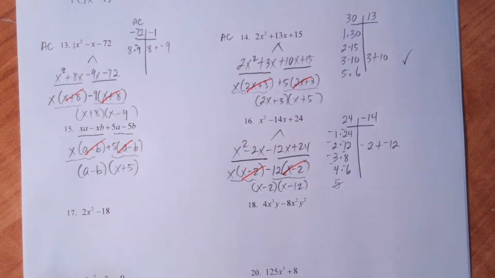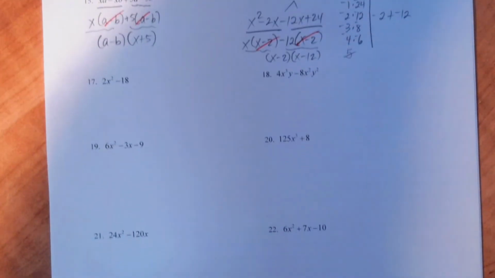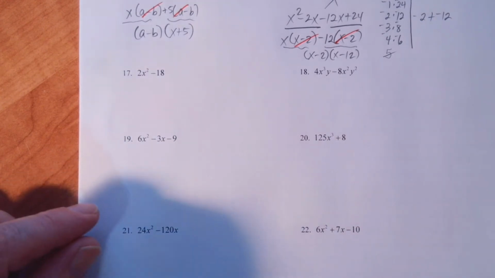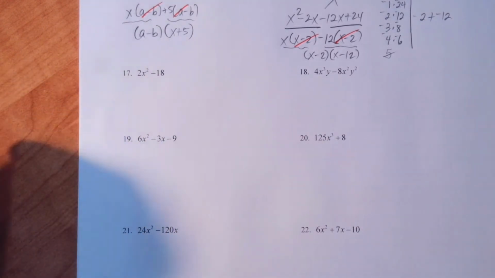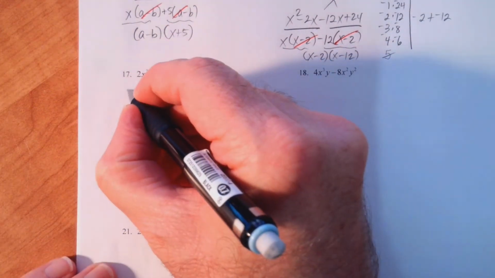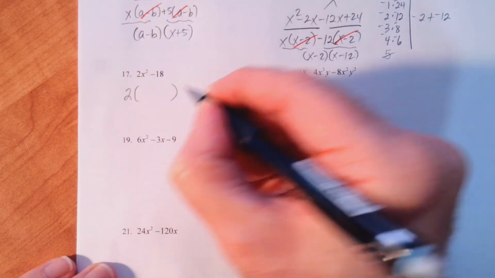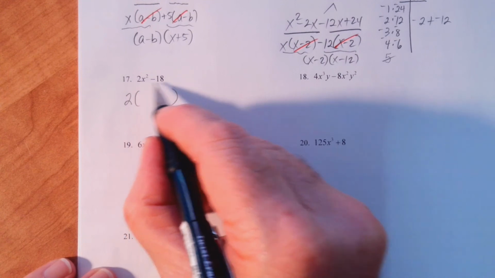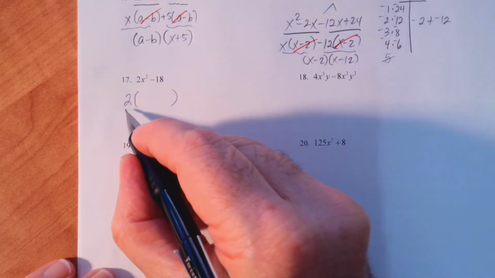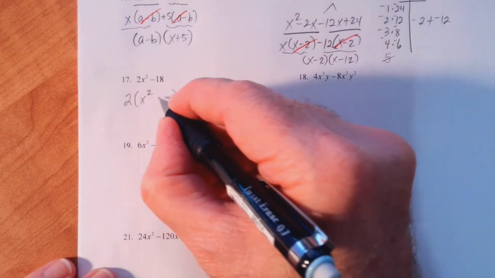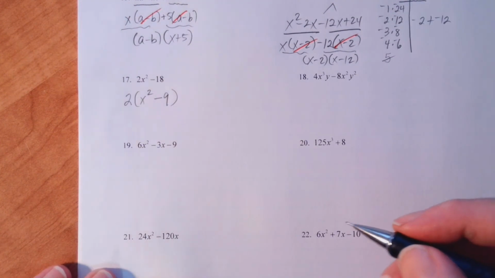All right, let's look at number 17. So on number 17, again, as we look at a problem and we're factoring it, the first thing we want to check is, do we have a greatest common factor? And in fact, we do. It would be 2. So we're just going to distribute now, or do distributive property in reverse. Since there's 2 terms here, there'll be 2 here. So 2 times something is 2x squared. I need an x squared there. And then 2 times a minus 9 would give you the minus 18.